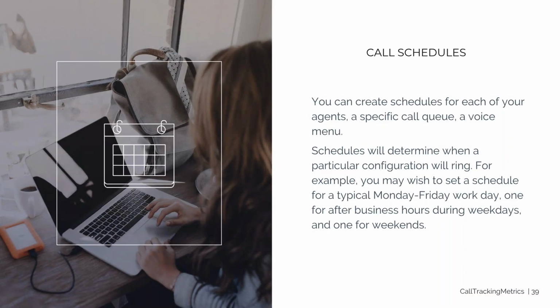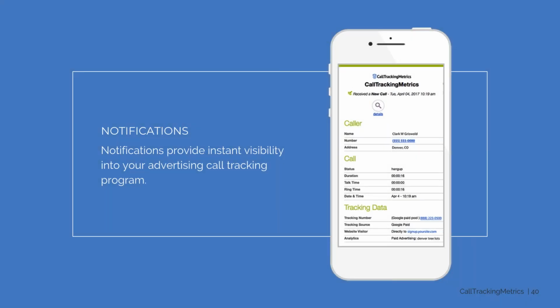So call schedules, these are really handy. You can create a schedule for each of your agents, a specific call queue, or a voice menu. We'll walk you through creating a schedule. Schedules will determine when a particular configuration will ring. For example, you may wish to set a schedule for a typical Monday through Friday workday, and one for after hours during the weekends, or one for weekdays and one for weekends. So that, say after hours, rather than ringing your queues, it could auto route to a voicemail. We'll be doing an exercise with that very shortly.